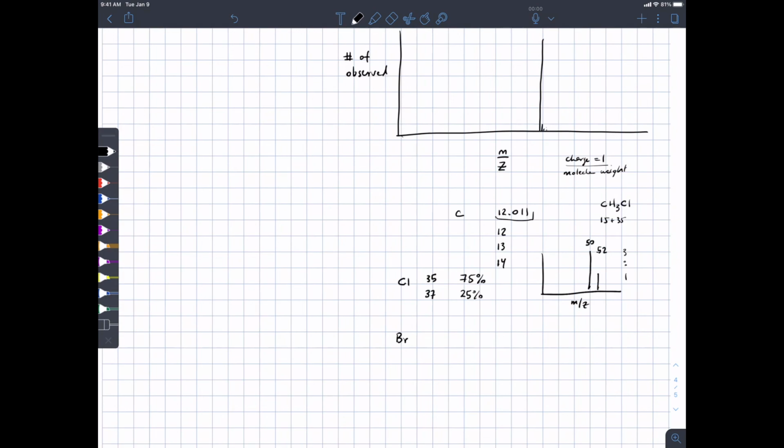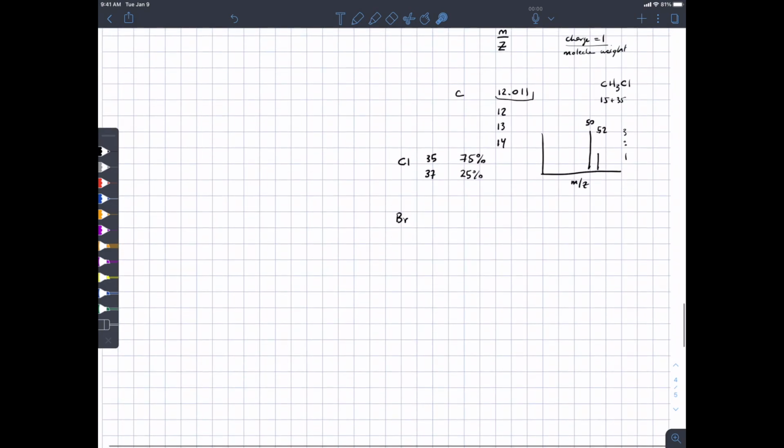Because 75% of the molecules of CH3Cl will have chlorine 35, and the other 25% will have chlorine 37. And so if you see a characteristic pattern of peaks in a 3 to 1 ratio, 2 mass units apart, that's a dead giveaway for a molecule that has 1 chlorine in it.